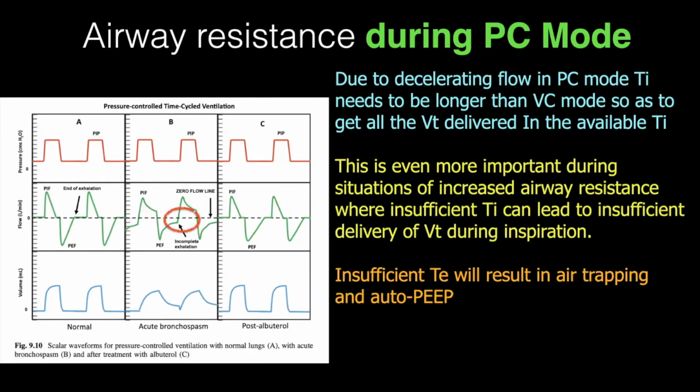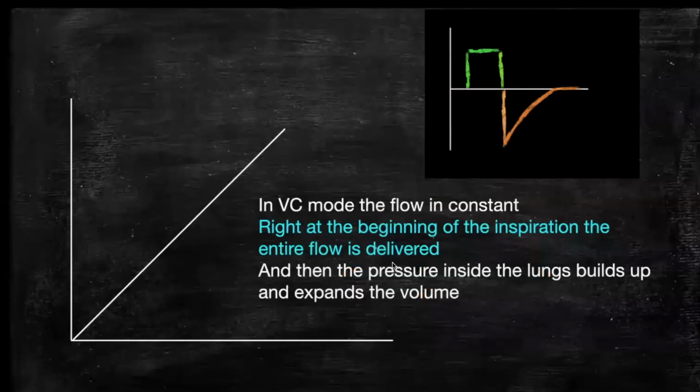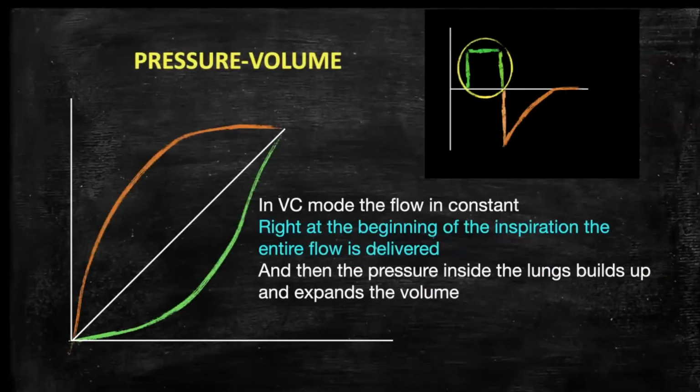So in pressure control mode, you should have sufficiently long inspiratory time as well as sufficiently long expiratory time in patients with bronchospasm to make sure that tidal volume is reaching the alveoli properly and the volume is also exiting the alveoli properly. But in volume control mode, that is not a problem because the volume is fixed, and even if the I time is shorter in volume control mode, you can still manage to deliver all the tidal volume in shorter I time.